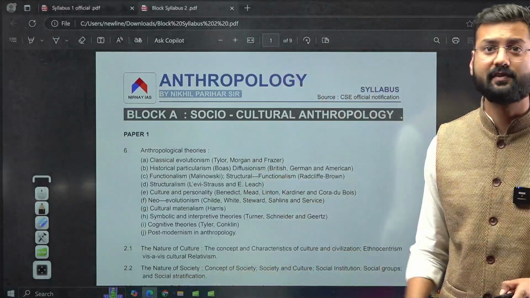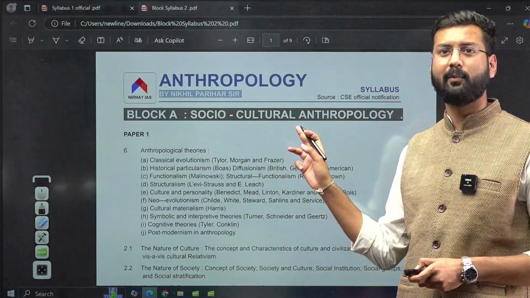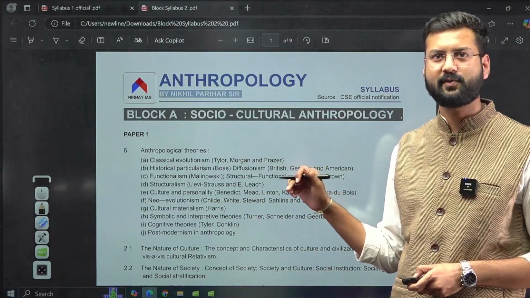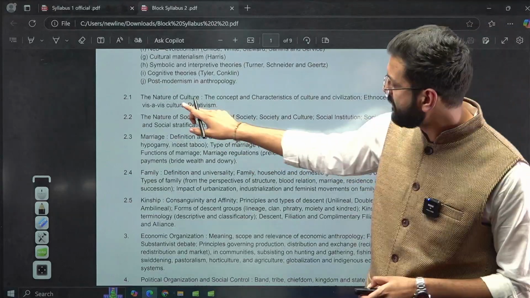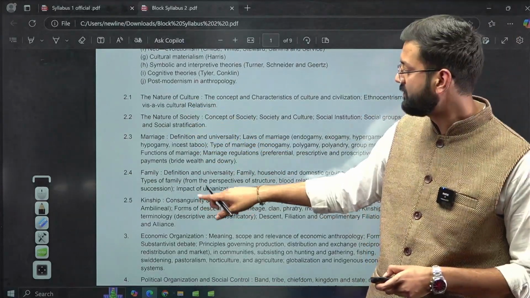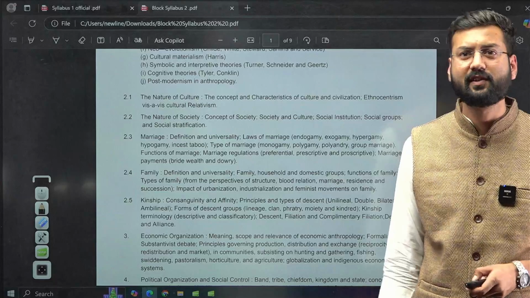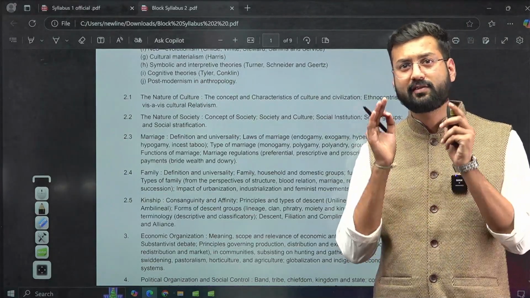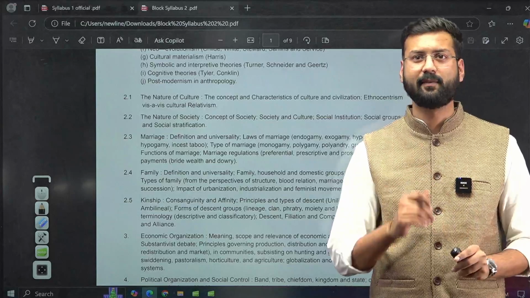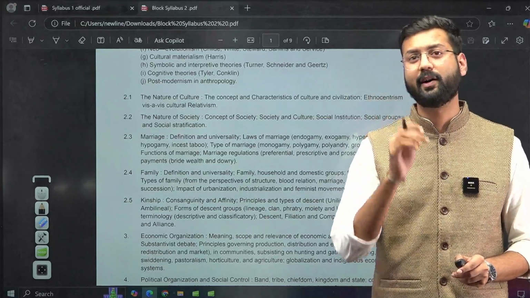So here we are with the syllabus. Now this is Block A of socio-cultural anthropology which I teach. In this particular block you can see that culture is being studied, marriage is there, family is there, economic organization is there, political system is there. So all this will make a critical part of your GS1 General Studies 1 society. Okay, this will make a critical part of it.